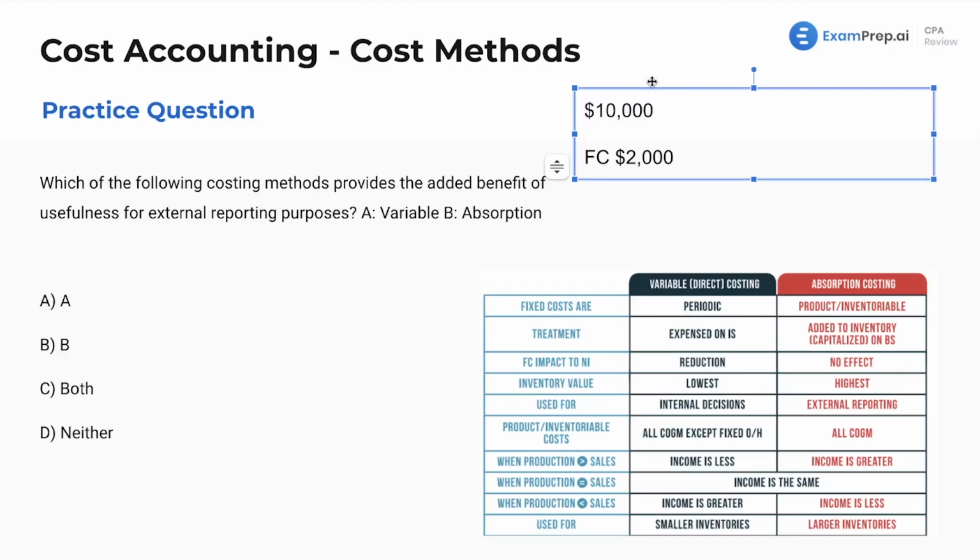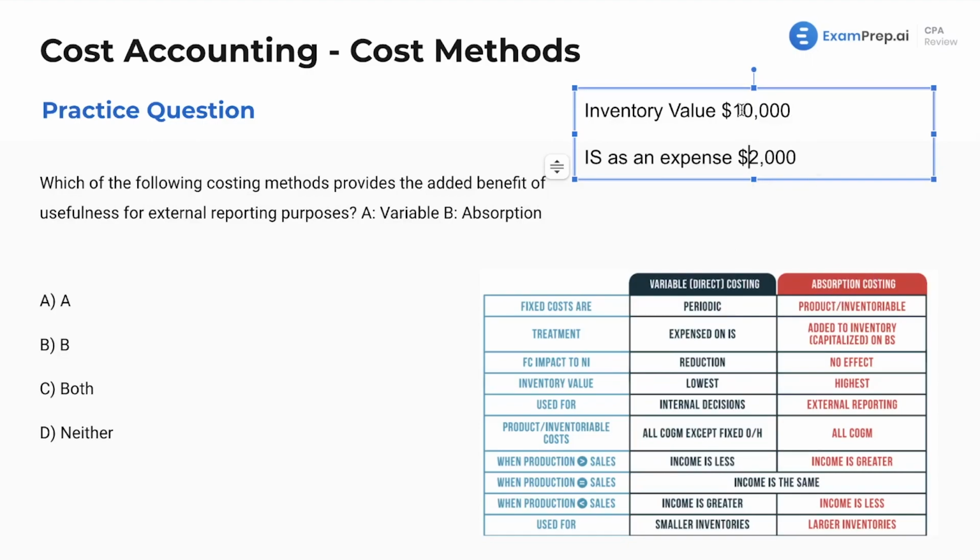Under variable costing, this is the cost of materials and labor. This is your inventory value. Under this method, fixed costs go on the income statement as an expense. Net income is going to go down by $2,000 because of this. Obviously, it's an expense. And as such, variable costing has the lesser net income.